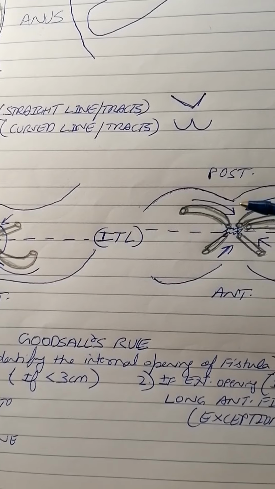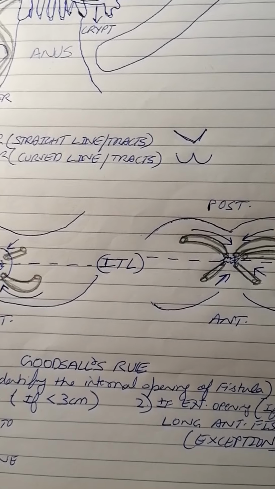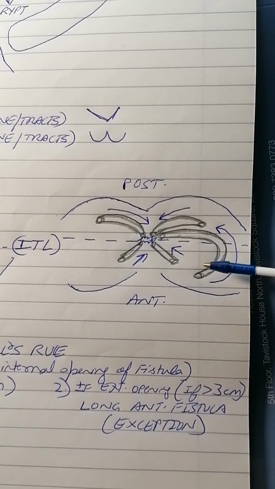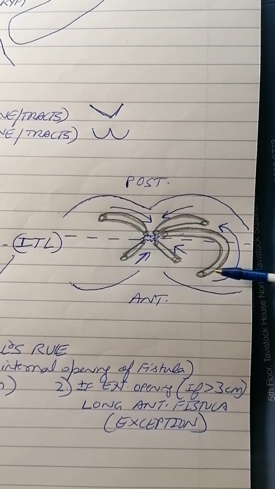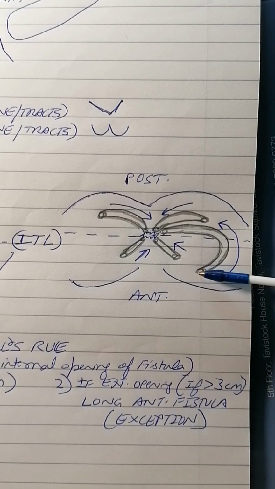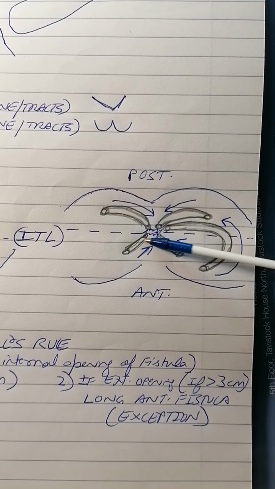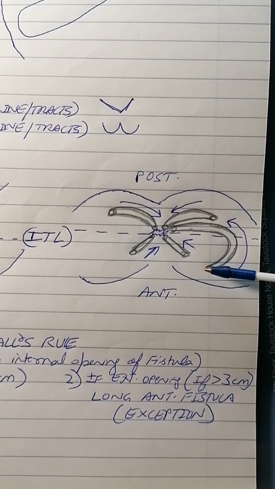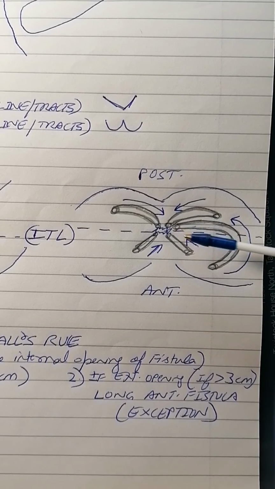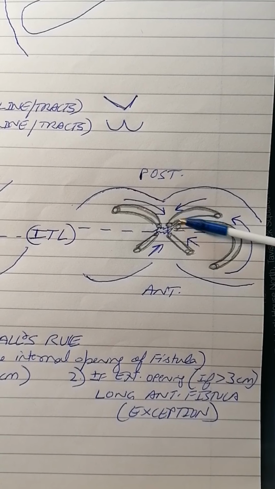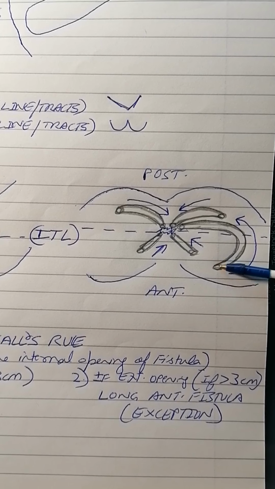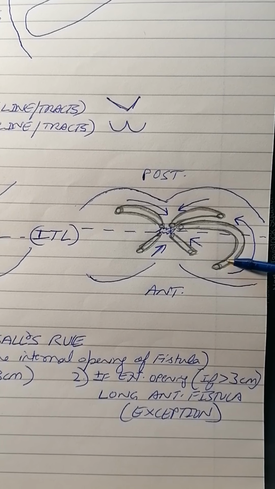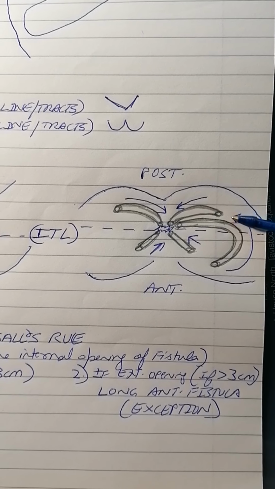All right, so this was the thing. The only exception to Goodsall's rule is this: suppose there's an external opening which is more than 3 centimeters away from the anal canal, from the anal region. In that case, if it is far, more than 3 centimeters, then that fistula would take a curve.